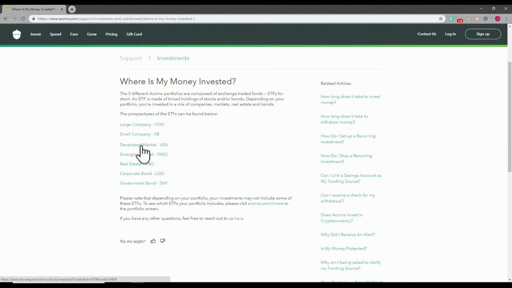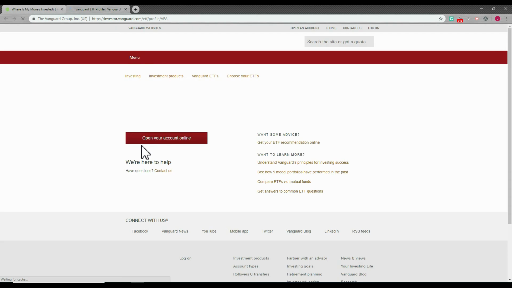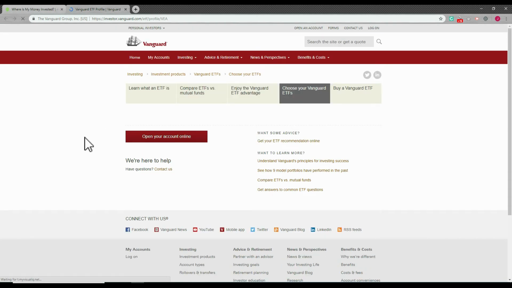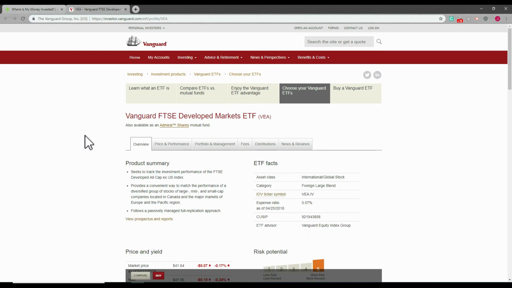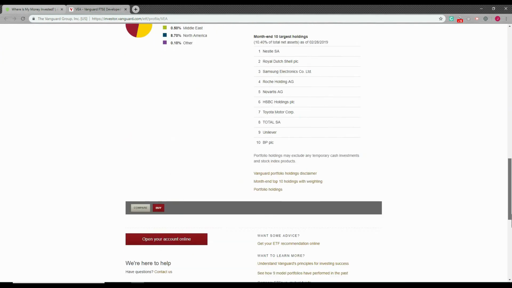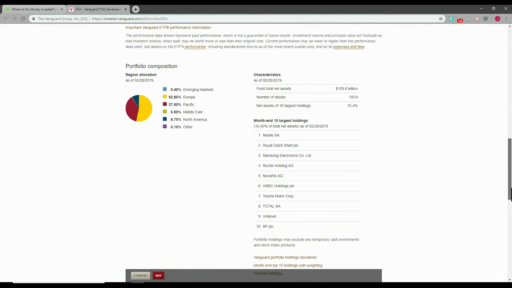So, developed markets. All right. When you hear about developed markets, it means places that are already doing well, versus emerging markets, which is the next one, things that are coming up. So developed markets meaning it's developed. So here you can actually see what they have, and it has the top 10 as before.